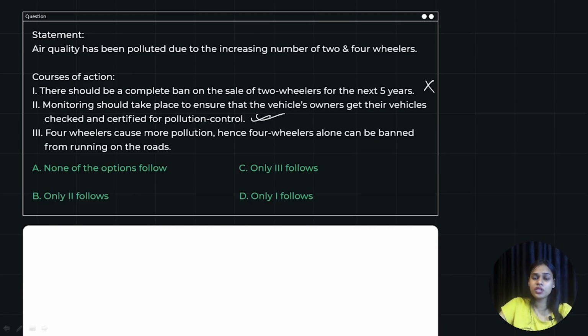Number 3: four-wheelers cause more pollution, hence four-wheelers alone can be banned from running on the roads. Again, like two-wheelers, you cannot ban four-wheelers as well, because that is not possible. That way you're going to hamper a lot of the commute system, right? So two-wheelers and four-wheelers cannot be banned, but you can definitely ensure that the vehicle owners are getting their vehicles checked and certified, right? So we can say that only action 2 can follow. So option B is the correct answer, that says only 2 follows. It was very easy, to be honest.